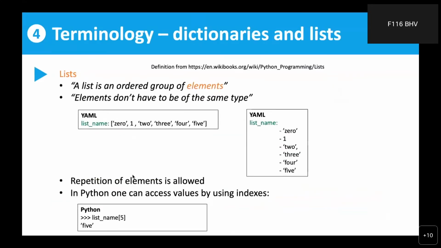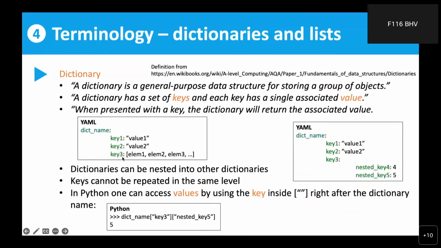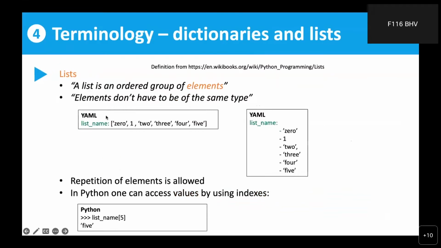Do I need to go through the definition of lists and dictionaries? No. You all know Python, right? Good. The most important thing I would like to say is that in YAML, a list can look like this: you can build a list with square brackets, or you can make a list just by indenting with a minus sign. That's basically how you define a list.